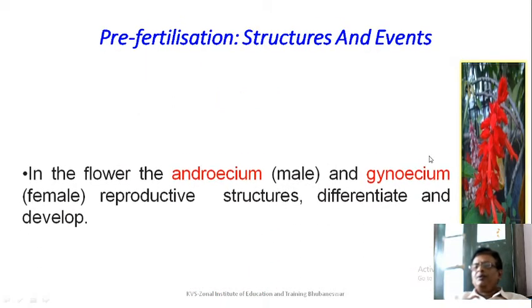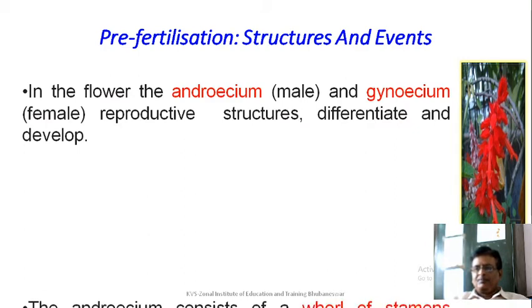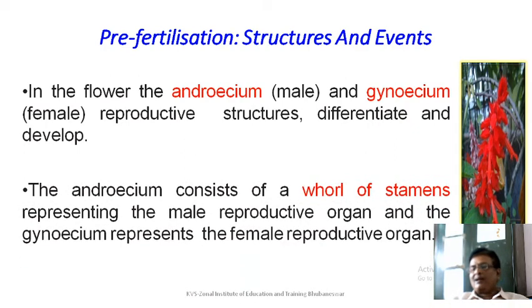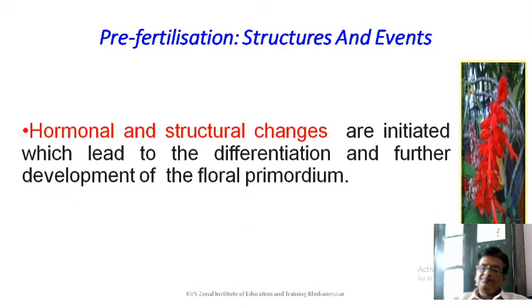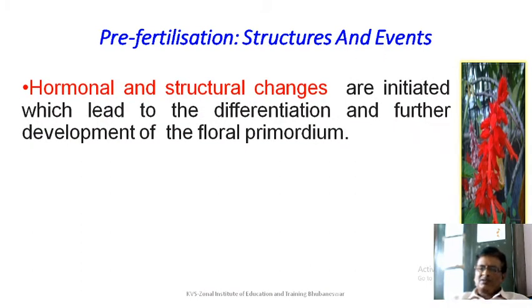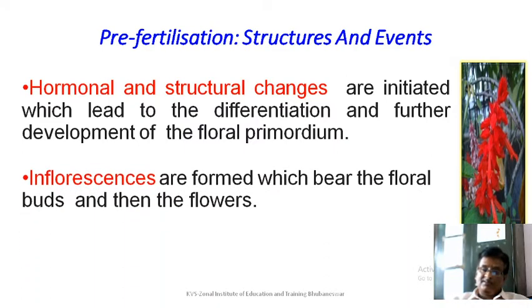What are the different pre-fertilization structures and events? We know that in the flower the androecium and gynoecium are the reproductive structures. They differentiate and develop. The androecium consists of whorls of stamens representing the male reproductive organ, and the gynoecium represents the female reproductive organs. How does a flower develop? A flower develops from a floral primordium by different hormonal and structural changes. What is the inflorescence then? It is the arrangement of flowers on the axis.